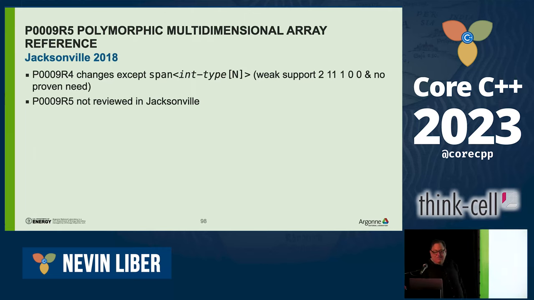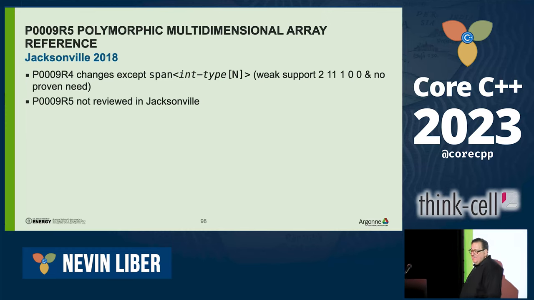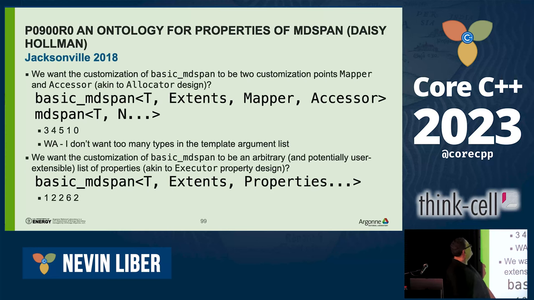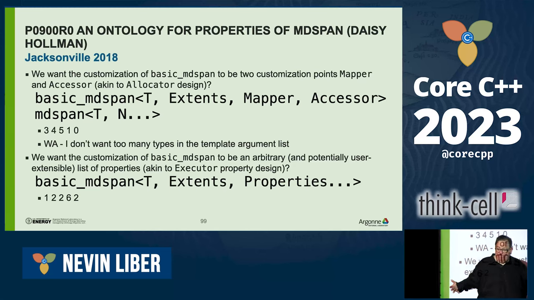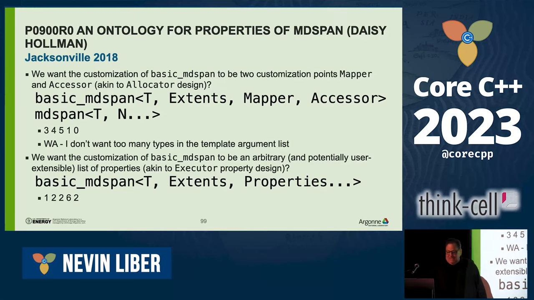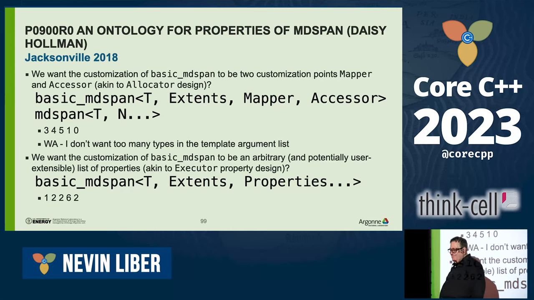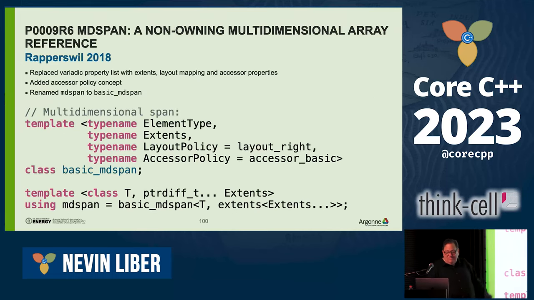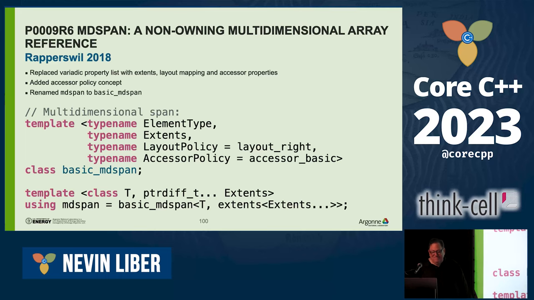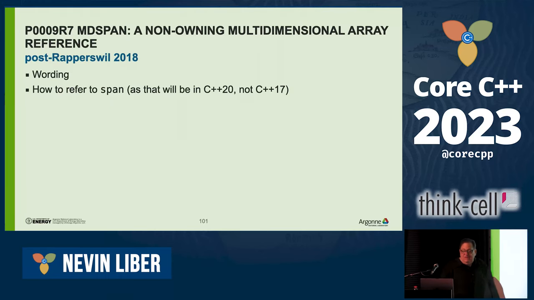Anyway, in Jacksonville, we don't really need to index by span because no one's actually doing that in practice. And R5 was not reviewed. And then Daisy had a proposal to generalize the whole property mechanism. It got some support, but like the ability to customize basic MDSPAN. So now it's going to be basic MDSPAN, and MDSPAN will be the common version. R6 comes in, so here's the basic MDSPAN, and then you'll have just a template alias for the MDSPAN. And then we had some wording issues, R7.